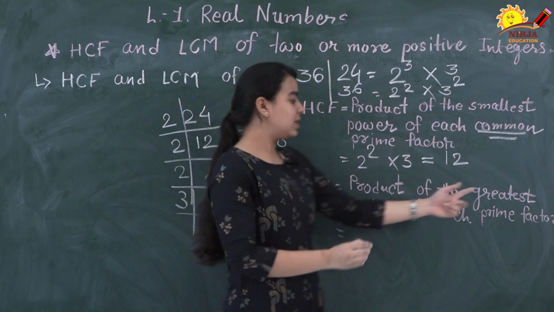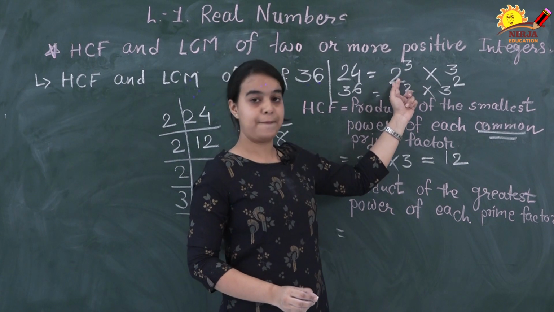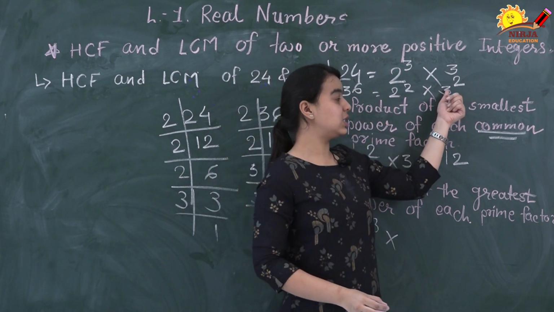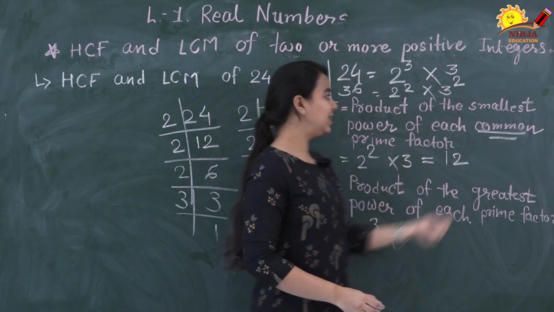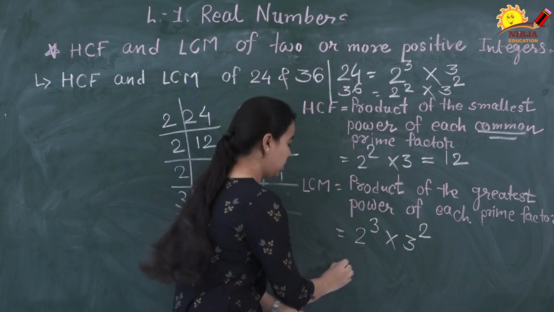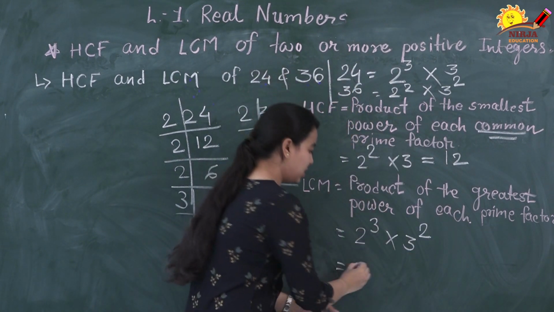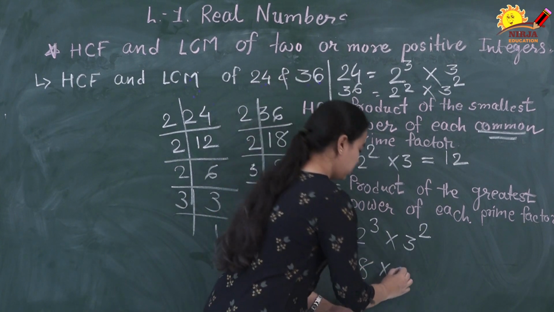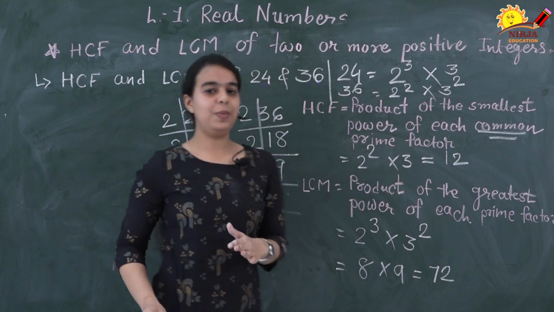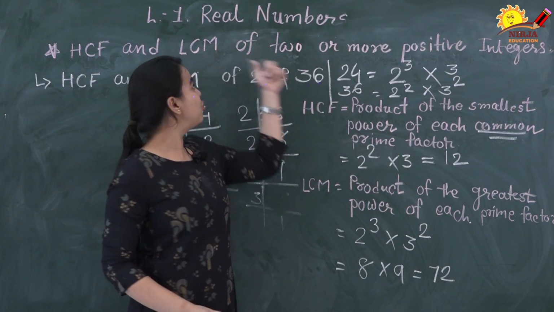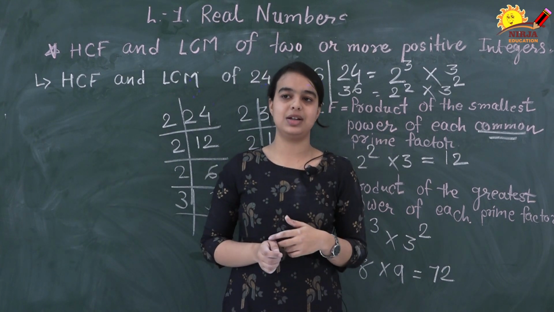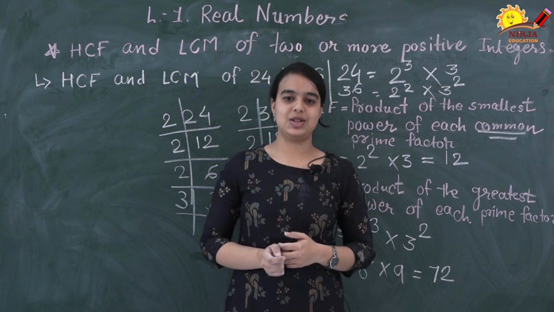Let's do so. What is the greatest power of 2 first? 3. And what is the greatest power of 3? It is 3 raised to 2. 2 raised to 3 is 8, multiplied by 9. It is 72. So I hope now you have understood how to find the HCF and LCM of two or more positive integers by using the prime factorization method.